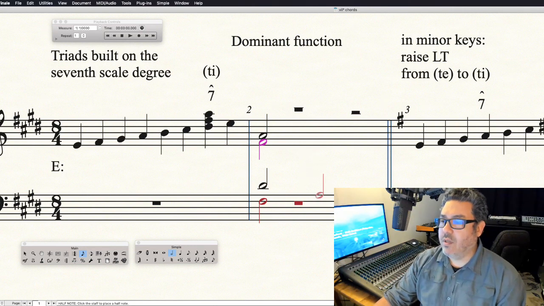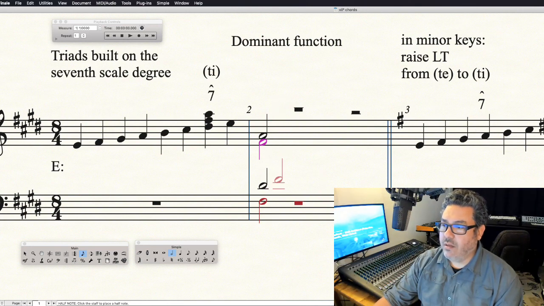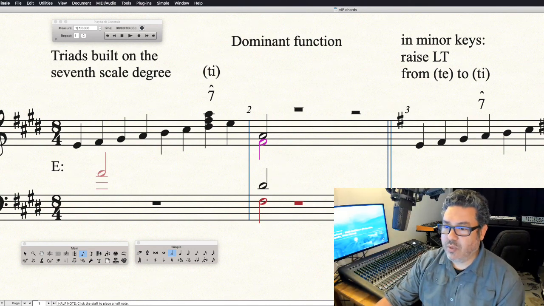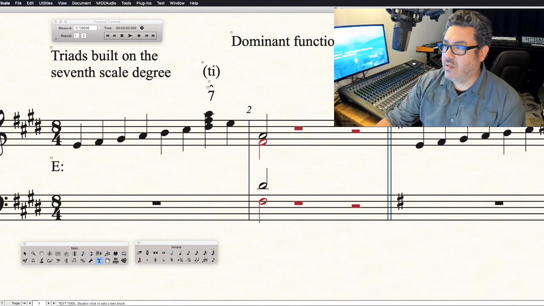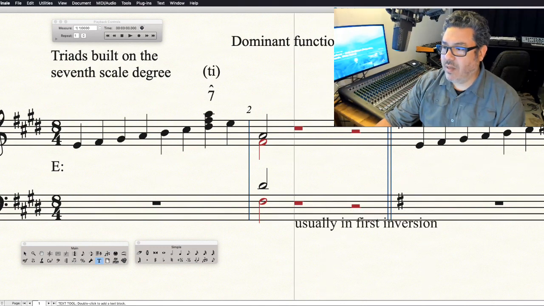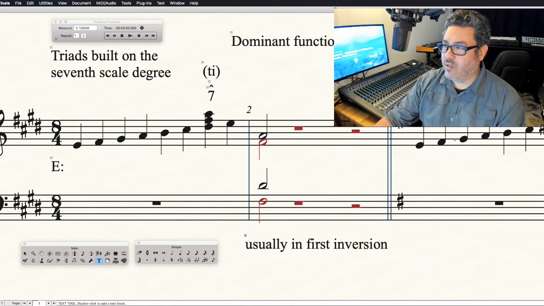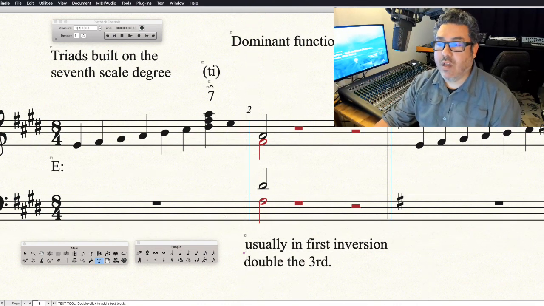So this is it. So we have our leading tone triad in first inversion, where it usually likes to be. In fact, let's bring these little notes that I created for you so I don't have to type them. It's usually in first inversion, and you try to double the third. Okay. All right, so now let's resolve it.